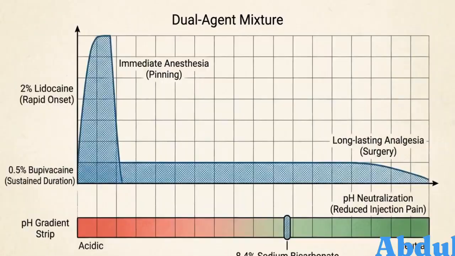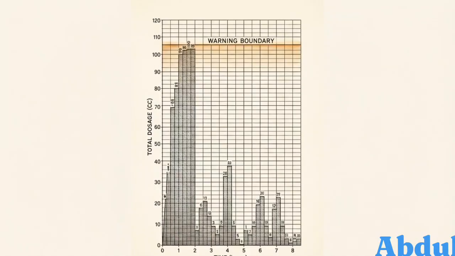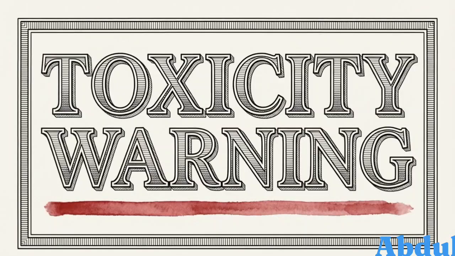This data grid breaks down the exact local anesthetic formulation. We use a dual-agent mixture combining the rapid onset of 2% lidocaine with the sustained duration of 0.5% bupivacaine. We add 8.4% sodium bicarbonate to neutralize the acidic pH of the mixture, significantly reducing injection pain. Because of the high volumes required, we rigorously track our maximum allowable doses to prevent systemic toxicity. Bupivacaine is strictly capped at an absolute threshold of 3 mg per kilogram of body weight.